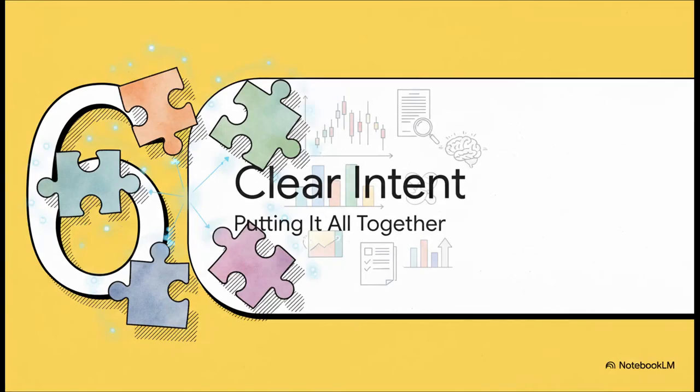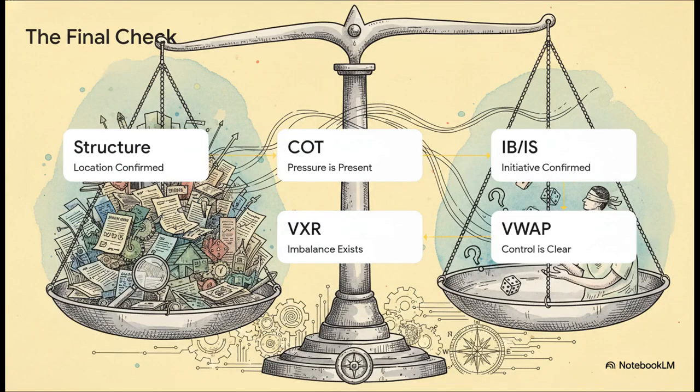Okay, so let's put all 5 of these pieces together. Let's look at why this whole process is so incredibly powerful for trading with real, clear, undeniable intent. See, by making it a rule, a system, that all 5 of these conditions have to line up perfectly, you are fundamentally changing the way you approach the market. You stop guessing, you stop hoping, and you start observing. You only put your money on the line when one side has proven, with a whole stack of evidence, that they are firmly in control.